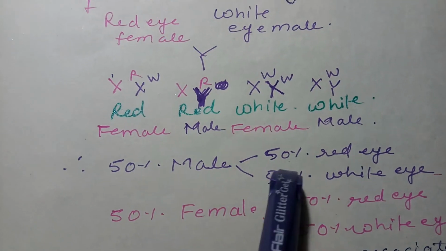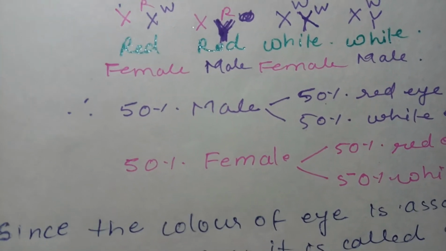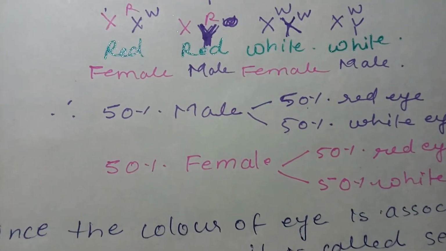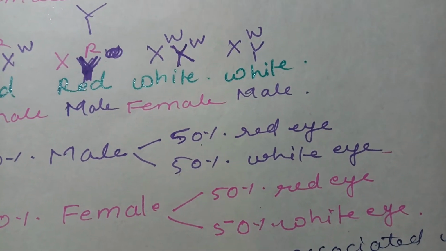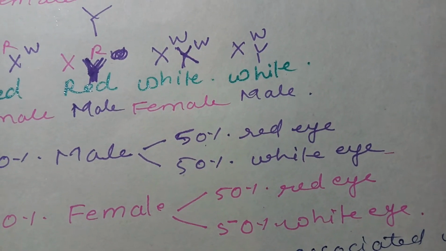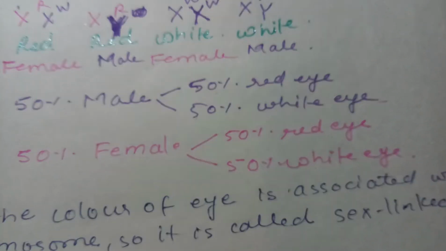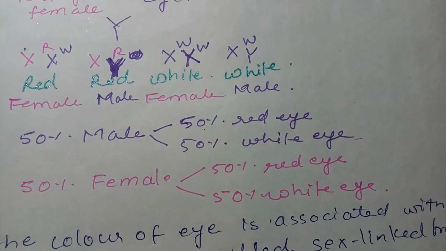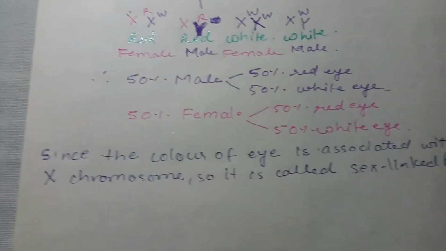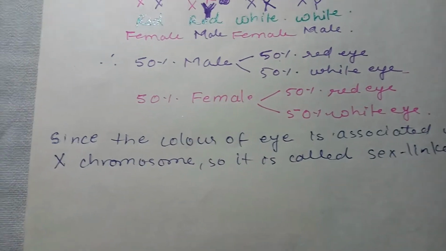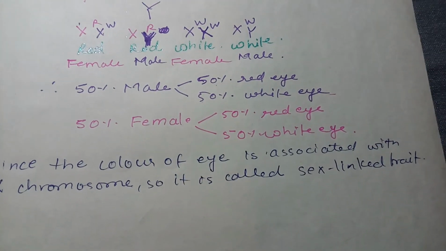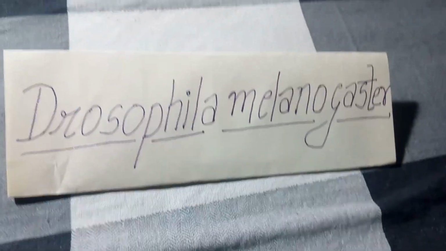So of the total population, 50% are male, 50% are female. Out of the 50% males, 50% are red-eyed and 50% white-eyed. Similarly, of the females, 50% are red-eyed and 50% white-eyed. Now, since the color of eye is associated with the X chromosome, it is called a sex-linked trait. So this is all in Drosophila melanogaster.